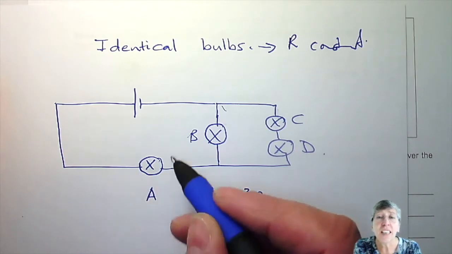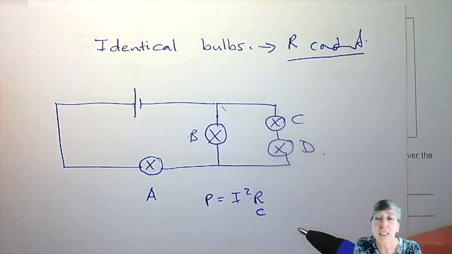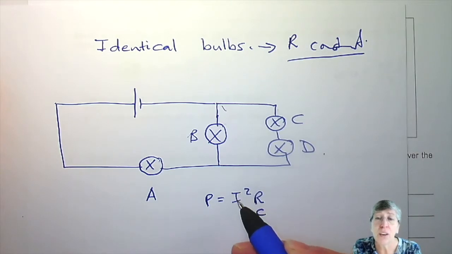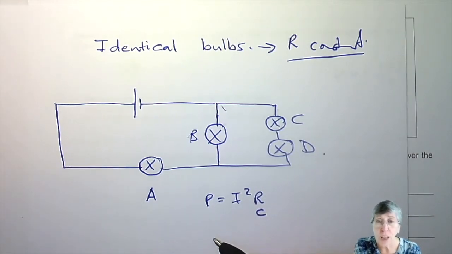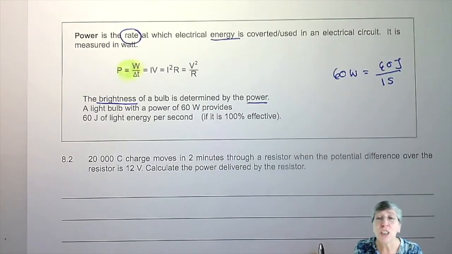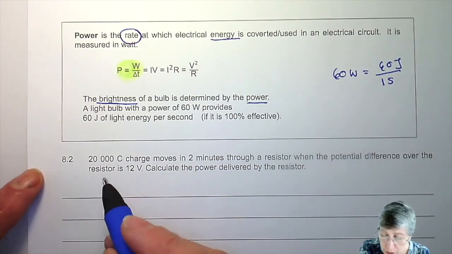So in grade 10, they restricted that to the same resistance, and then you can look only at I to determine P. But when we get to grade 11, we now are going to give you things with different resistance, and then going to ask you which one is brighter. So let's just do the first one there, 8.2.